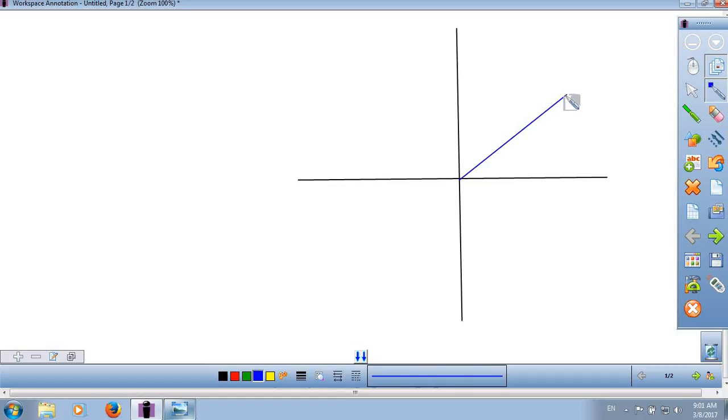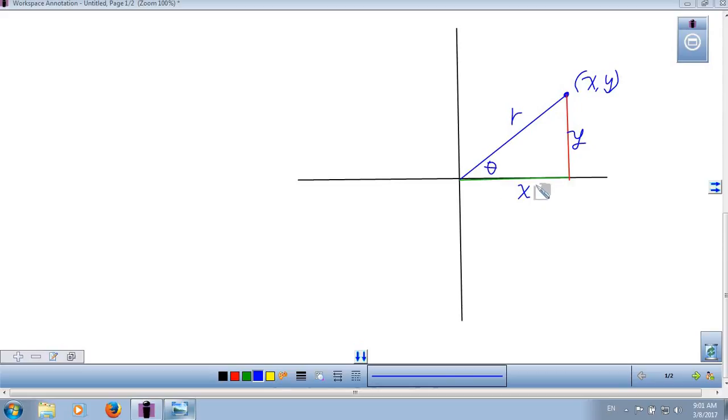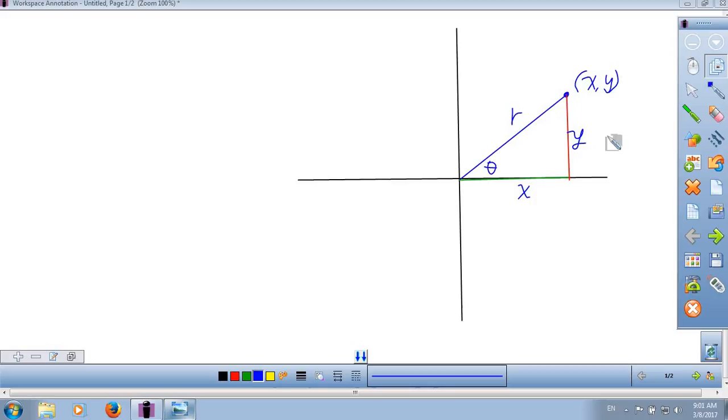So I have an angle here, and this is my theta, and you have the x coordinate, which in this case is positive, and the y coordinate, which is also positive. So x and then y, and this is our r. So we have a point here, x, y. The sine of theta will be equal to y over r. The cosine of theta will be x over r, and so on. Now, what happens if we have a negative theta?